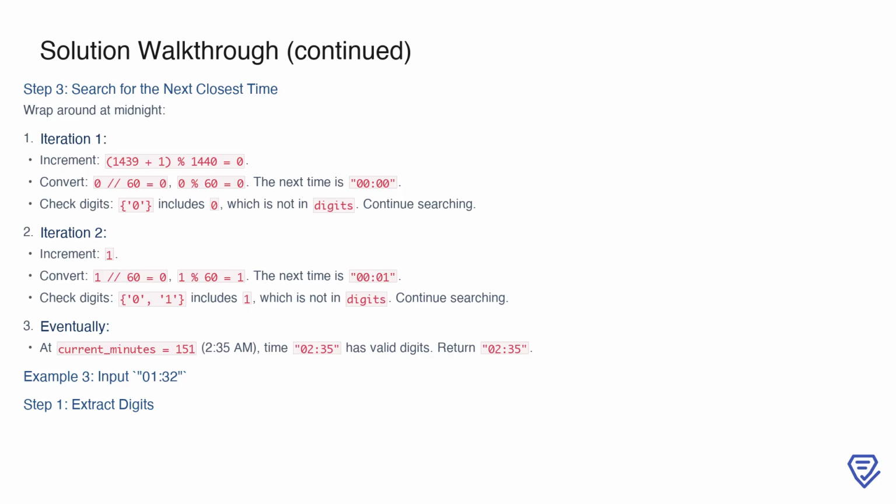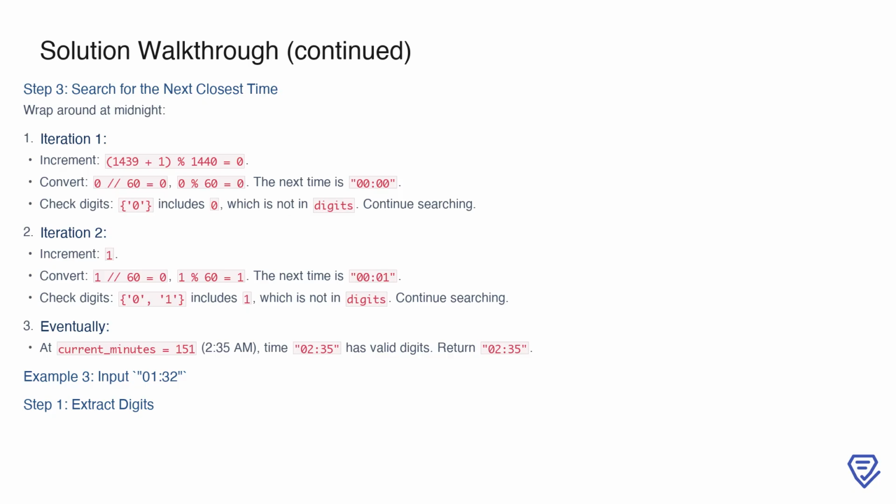After another increment, the time becomes 001, which also includes the digit 0, so it is not valid. This process continues until we reach 151 minutes from midnight, which corresponds to 2:35. At this point, we find that all the digits in 2:35, namely 0, 2, 3, and 5, are part of our valid set. Therefore, we return 2:35 as the next closest valid time.